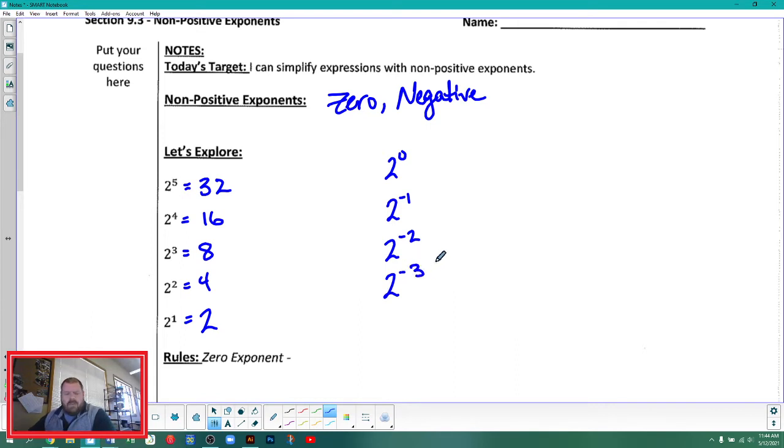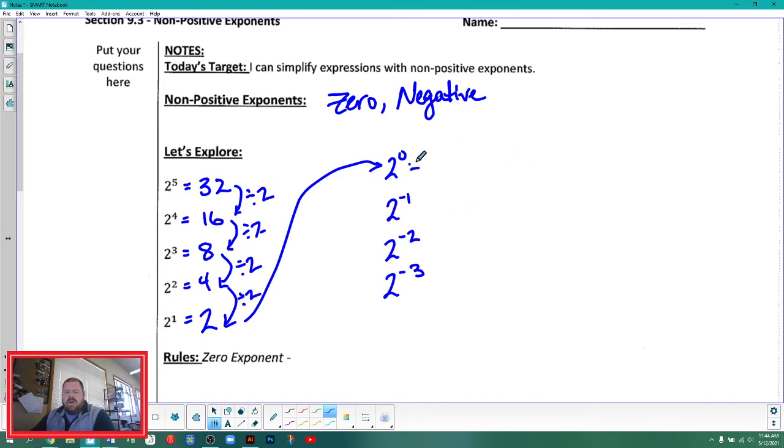If our math is right, we should be able to follow a pattern. What is the pattern as we move this way? What are we doing every time to get the next number? Okay, to get from 32 to 16, that sounds like dividing by 2. 16 to 8, divide by 2. 8 to 4, divide by 2. And 4 to 2, divide by 2.